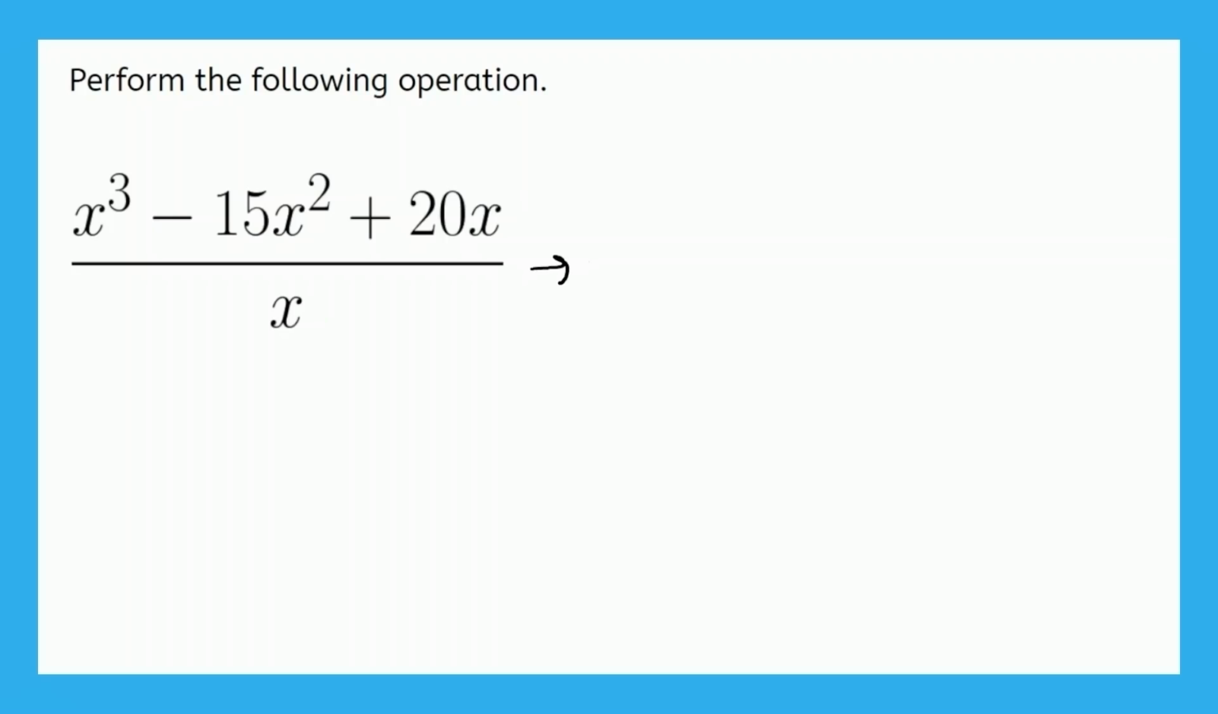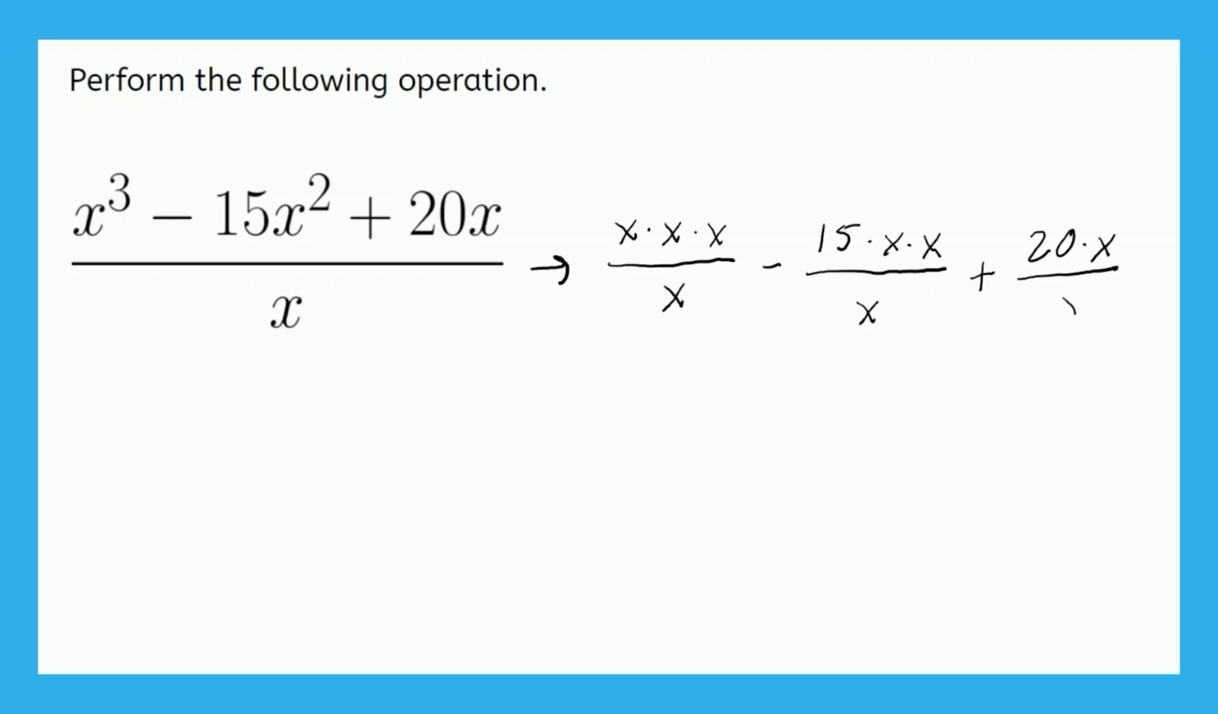So we're going to say, instead of x cubed, we're going to say x times x times x, all divided by this x right here. So there it is. And then we're going to say minus, because we have a minus right here, 15 times x, all divided by x. And lastly, plus 20x divided by x. So 20 times x divided by x.